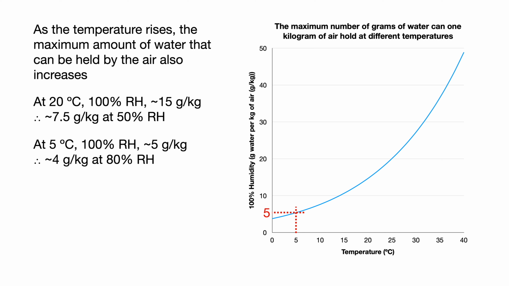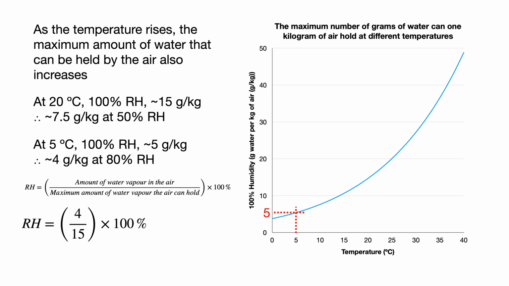If we let that air into the boat and then warmed it up to 20 degrees centigrade, what would now be the relative humidity of that air? Well, we use the equation that we saw earlier. We plug in the value of 4 grams, which is the amount of water vapor in the air we've just let in at 5 degrees centigrade. We know that at 20 degrees centigrade the maximum amount it can hold is 15 grams, so we plug that in. And when we do the maths, we get a relative humidity of 26%.